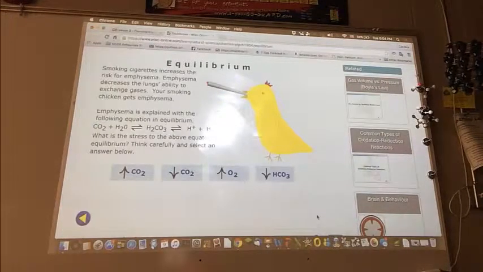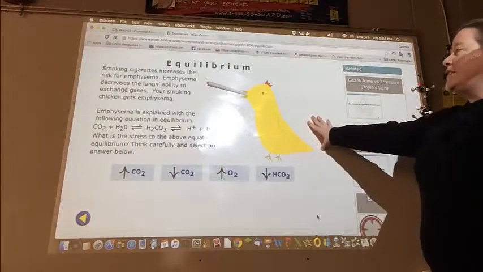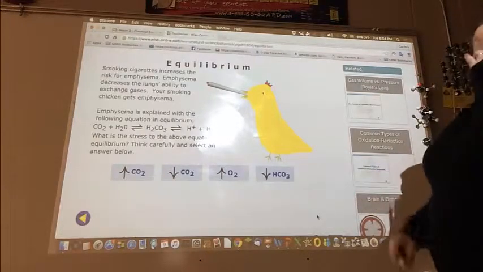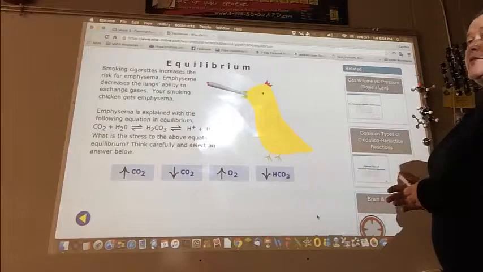All right, so here we have a chicken smoking a cigarette, which is very applicable to us.